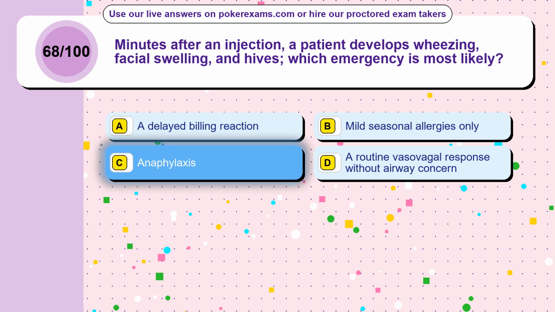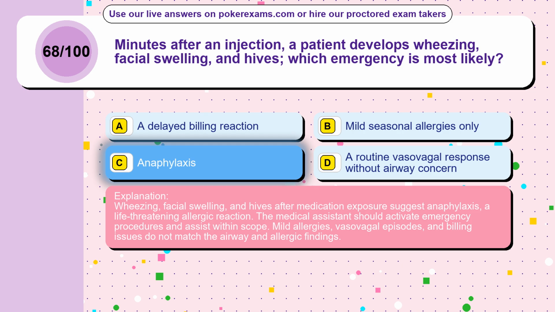The correct answer is option C, anaphylaxis. Wheezing, facial swelling, and hives after medication exposure suggest anaphylaxis, a life-threatening allergic reaction. The medical assistant should activate emergency procedures and assist within scope. Mild allergies, vasovagal episodes, and billing issues do not match the airway and allergic findings.